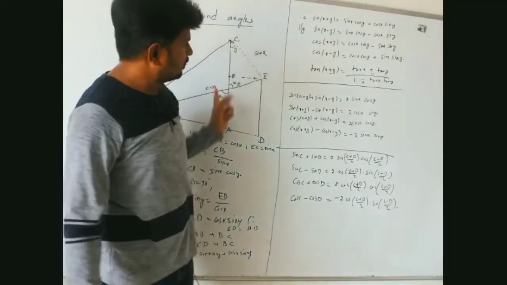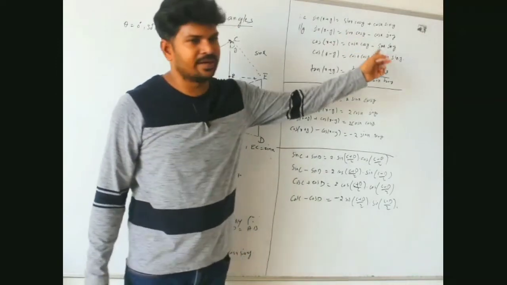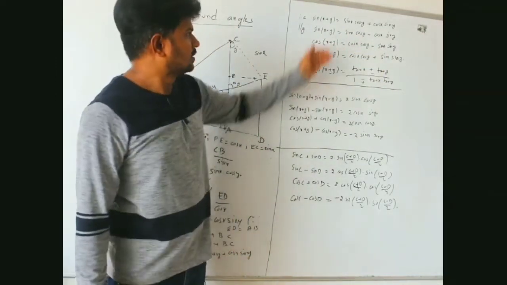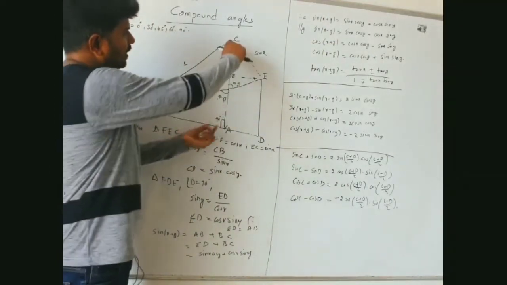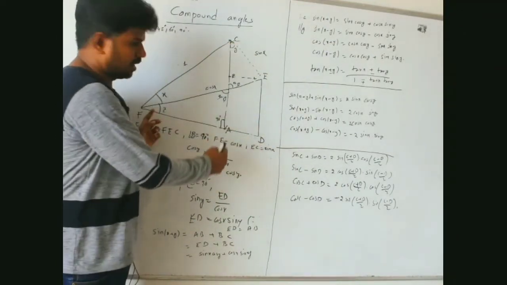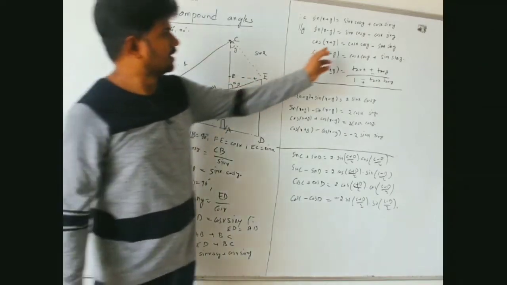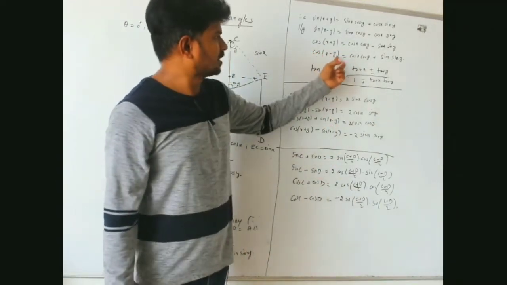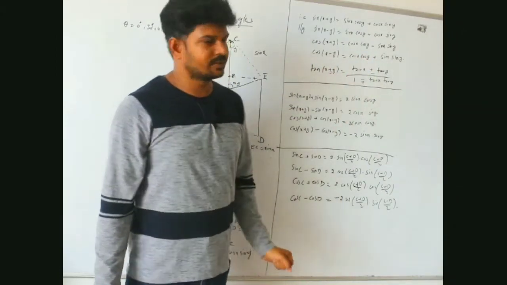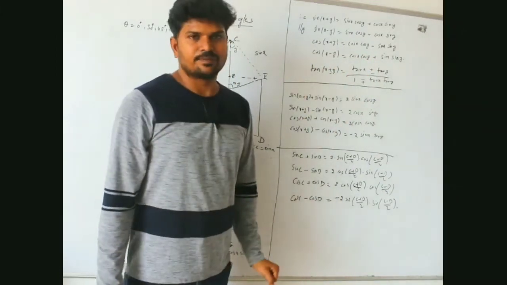So if you do a similar process, you will get sin x cos y minus cos x sin y. Similarly, for cos of x plus y, instead of finding this length, find this length, and cos of x plus y is cos x cos y minus sin x sin y. You will get it like this. Cos of x minus y means cos x cos y plus sin x sin y. You will get this. And what is tan of x plus y?